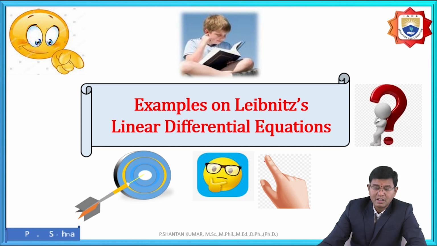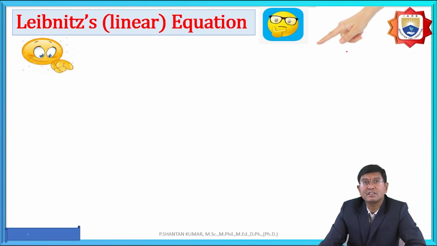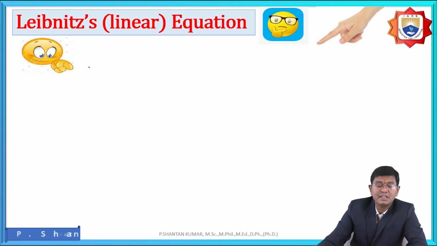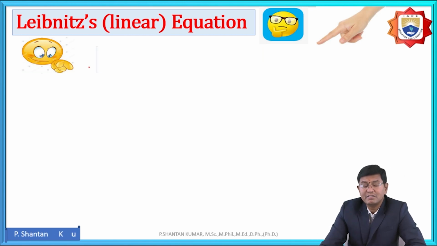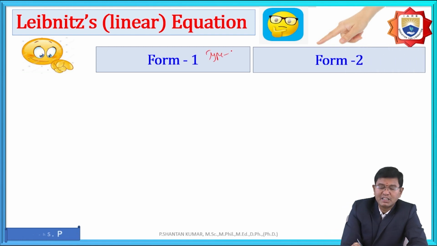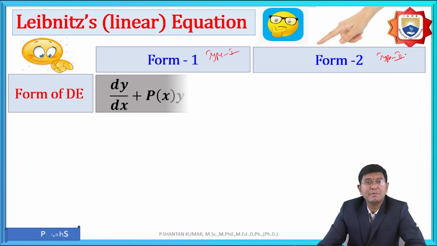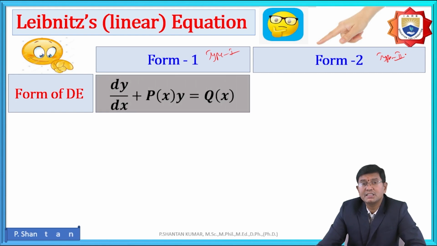And next, the Leibniz linear differential equation. What is the Leibniz linear differential equation? We already studied it at intermediate level, with type 1 and type 2, also called form 1 and form 2. Type 1 is dy by dx plus Py is equal to Q. This is called a Leibniz linear differential equation, and generally a linear differential equation.